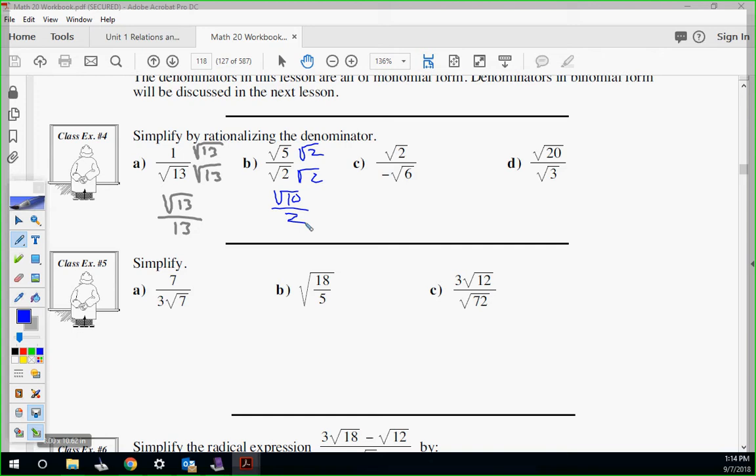Now the negative is not super important for the second one. I'll slow down here, I'll let you catch up. But the negative is not super important in terms of I don't need to go times a negative root 6. I can just do root 6. Because we care about the radical, the negative is not a problem.